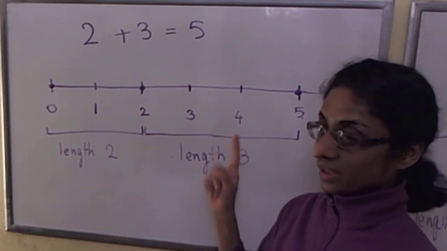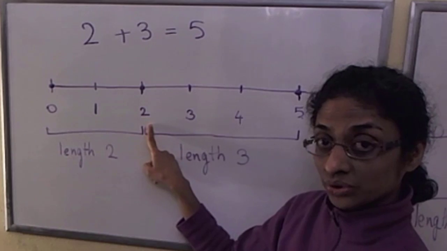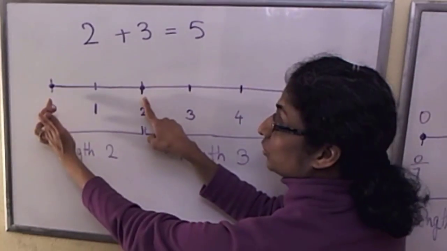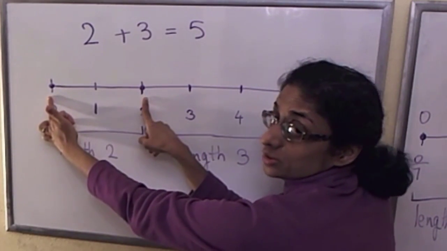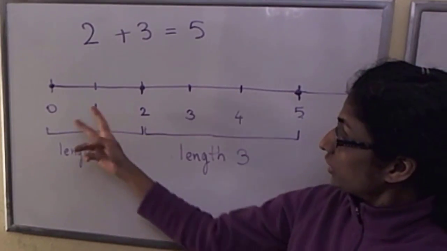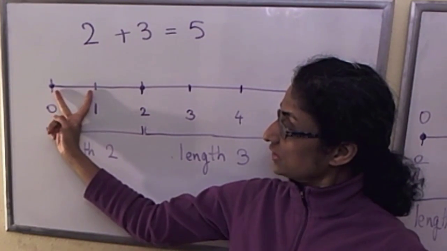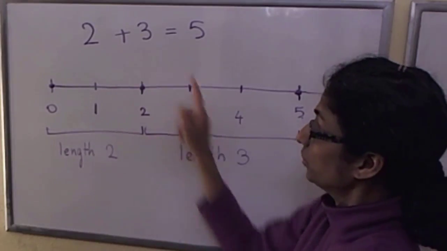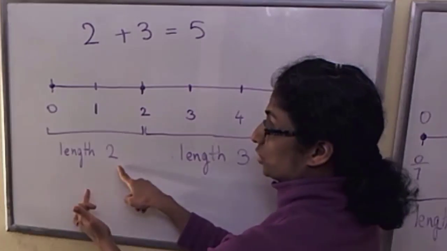So let's look at the number line. And let's recall that this point is 2, and also we agreed that the length of this segment that starts at 0, ends at 2 is also 2. That's what we agreed. Also remember on the number line, we have this distance equal to this distance equal to this distance and so on. 2 can be thought of as the length of this segment, length 2.